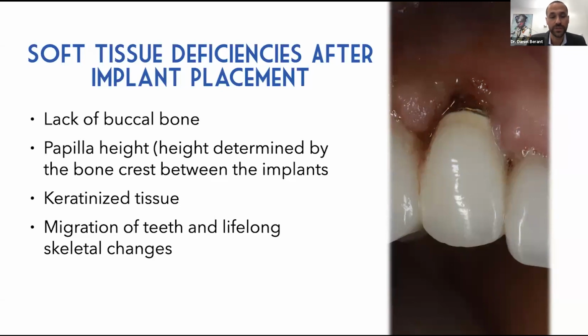And finally, there is the migration of teeth over time and lifelong skeletal changes, which we're seeing more and more as our implants are lasting longer. Our skeleton continues to grow, continues to change over time. And it's not like what we used to think, that after the growth spurt around 14, 16 years, our bone stays stable.